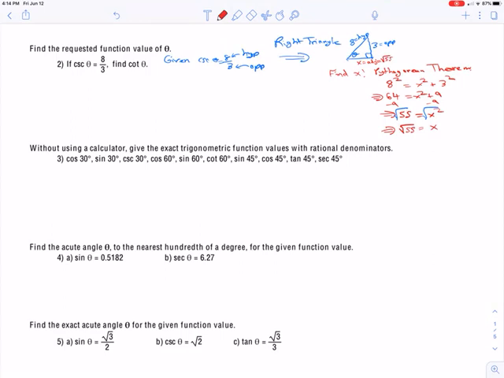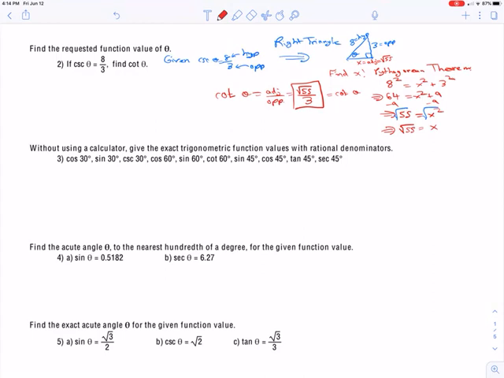So now we can find cotangent. Cotangent of angle theta, by definition in a right triangle, is the adjacent side of theta over the opposite side. The adjacent side, square root of 55 units in length, and the opposite side is 3. So we end up with square root of 55 over 3 for our function value. So there's cotangent of theta.